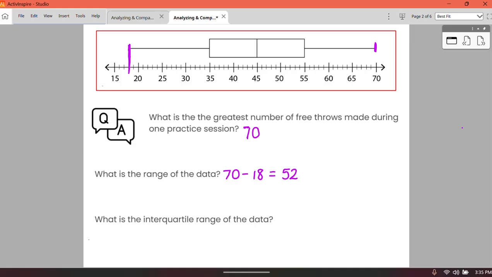The next question says, what is the interquartile range? And I love interquartile range, especially when they give you a graph, because if they give you a graph, that's the easiest way to do it. Interquartile range is just talking about the range of the box. So the left side of the box is 35. The right side of the box is 55. All we have to do is subtract those two numbers to get our answer. So the interquartile range is 20. I love it when they give me a graph. It makes it so much easier.